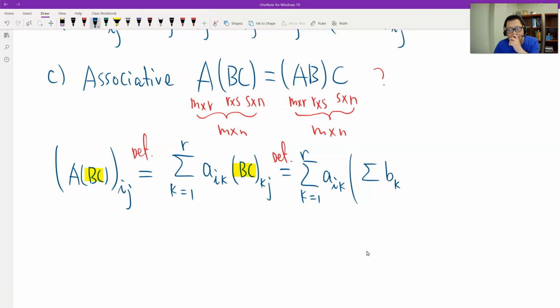I have to use the index. This time, let me use L to describe the column, the jth column of C. I use C to describe the general entry, which is L and J. And so the index L should be from 1 to the column of B, which is S. Makes sense? Okay, so here, complicated, but it's okay.